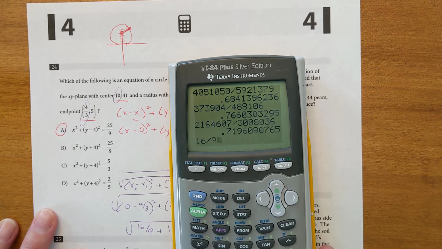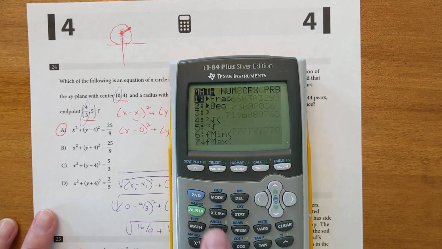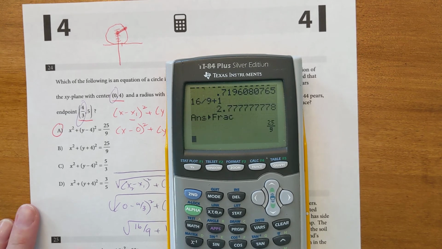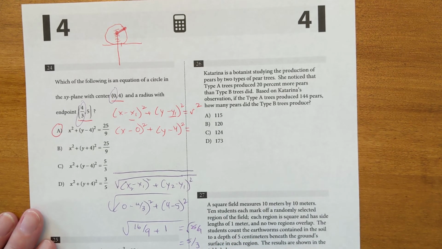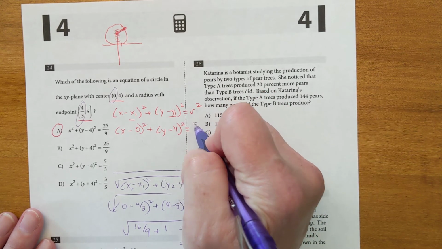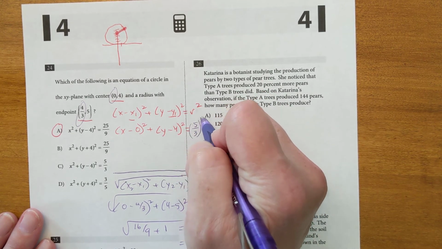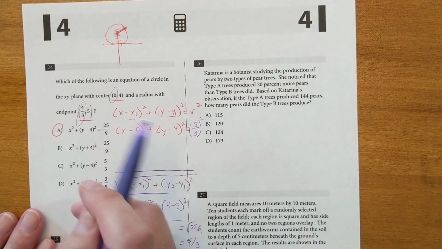All right, and now let me help you on the calculator here a little bit. 16 divided by 9 plus 1 equals, now it makes you a messy fraction. All you have to do is hit math and then enter, and it changes it to a fraction for you. So 25/9. So the square root of 25/9 is 5/3. So going back up here and plugging it in, it equals 5/3 squared, and 5/3 squared is 25/9.